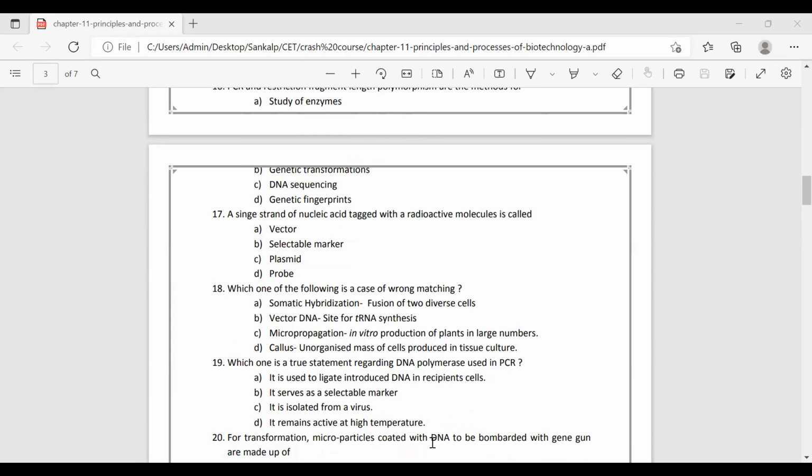18th question. Which one of the following is a case of wrong matching? Option A, somatic hybridization, that is fusion of two diverse cells. Option B, vector DNA, that is site for tRNA synthesis. Option C, micropropagation, in vitro production of plants in large numbers. Option D, callus, that is unorganized mass of cells produced in tissue culture. Which is a wrong matching, they asked. 18th question.